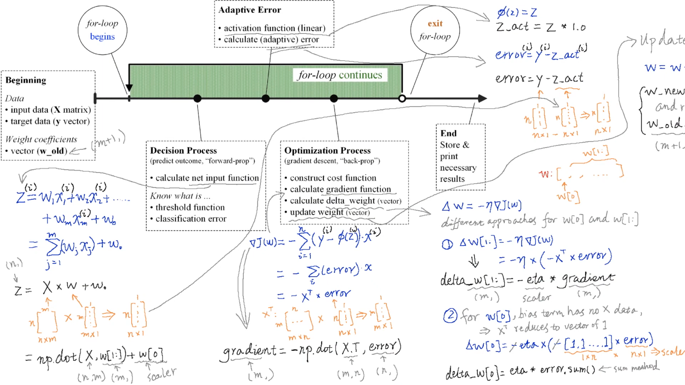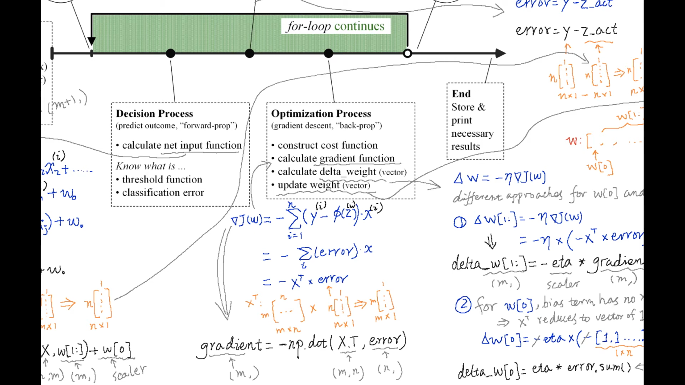The next step of the process is the optimization process. It is quite important here. It implements gradient descent, where you will calculate the gradient function, and then you will calculate delta weight in order to update the weight vector here.